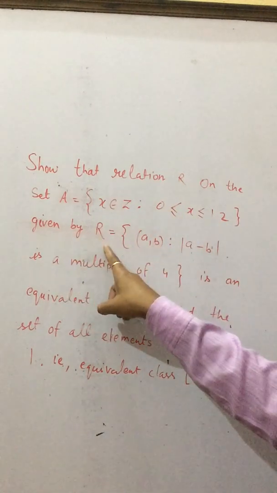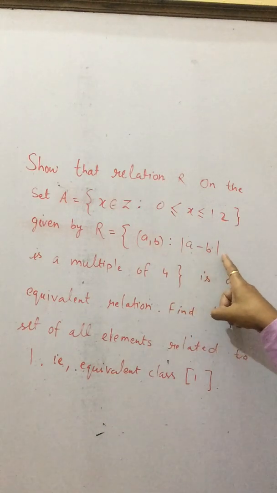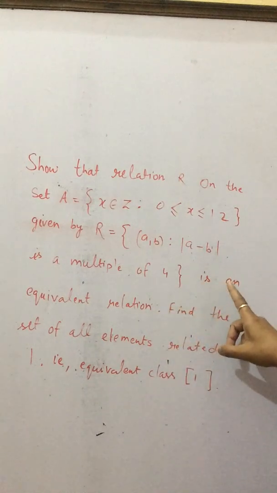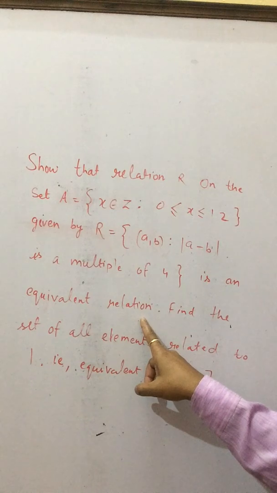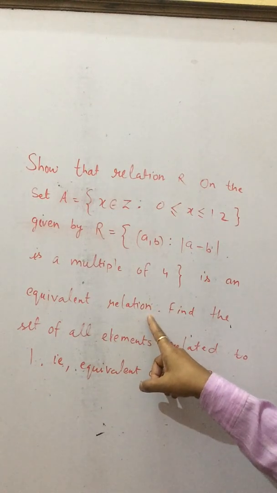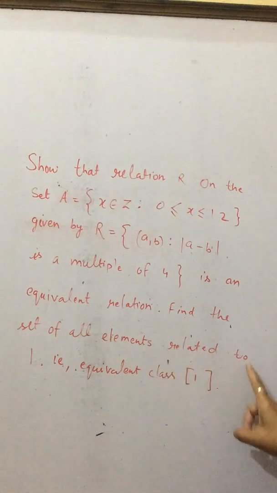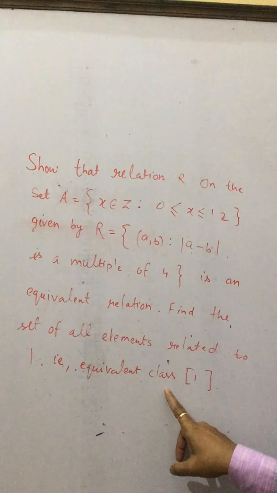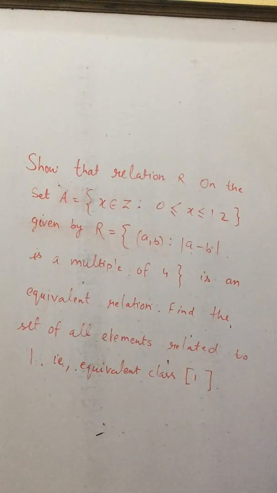given by the relation R equal to (a, b) such that mod of a minus b is a multiple of 4, is an equivalence relation. And one more thing, you have to find the set of all elements related to 1, that is the equivalence class. We can also write it like this in the bracket. So this is the question.